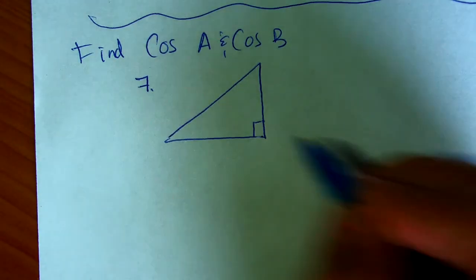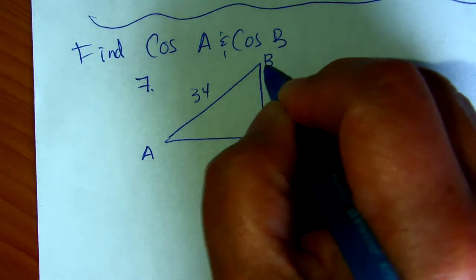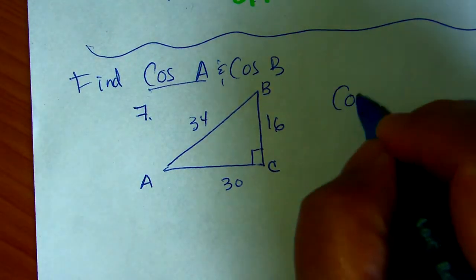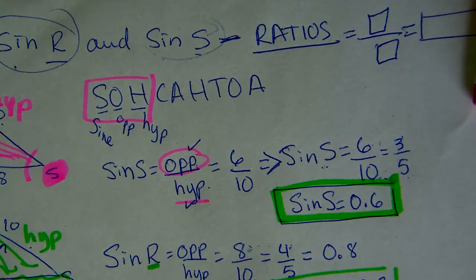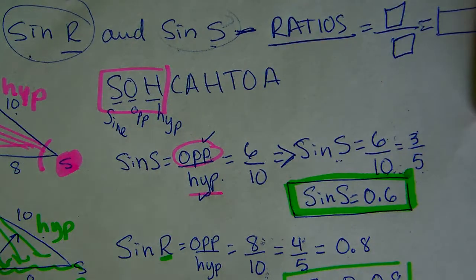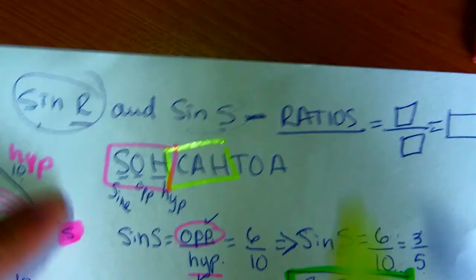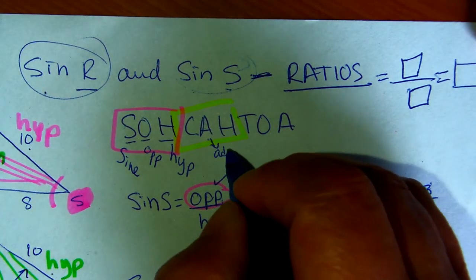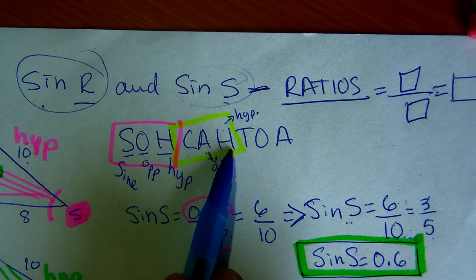So this one is a right triangle like this, 16, 30, 34, A, B, C. Okay, so let's do the first one. Cosine of angle A. If I go back to my SOHCAHTOA, here's the SOHCAHTOA. Where do we find the C for cosine? Right here. The C stands for cosine, the A stands for adjacent, and the H stands for hypotenuse. So it means that the cosine is equal to the adjacent over the hypotenuse.